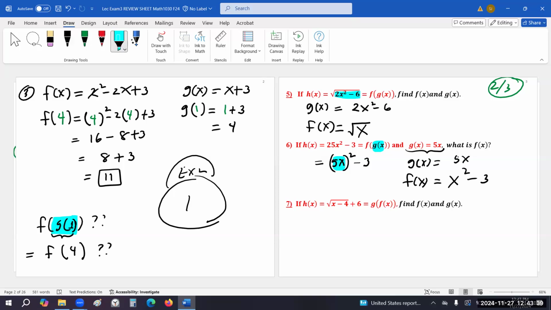In the next one, our F is inside. So which function is inside? X minus 4. See, this is inside. And then the G function is the outer one. Perfect. If you replace the inner function with x, whatever you get, that's the outer function.